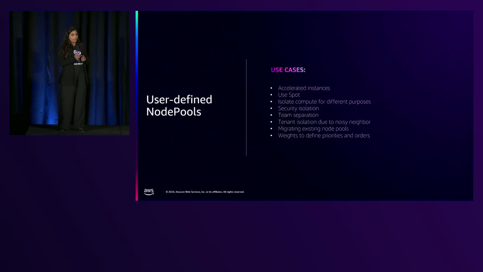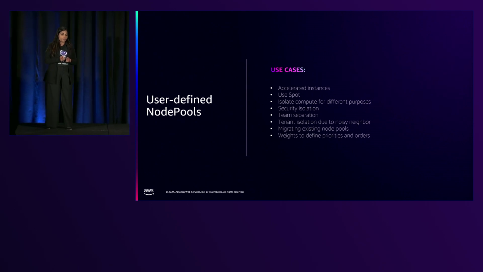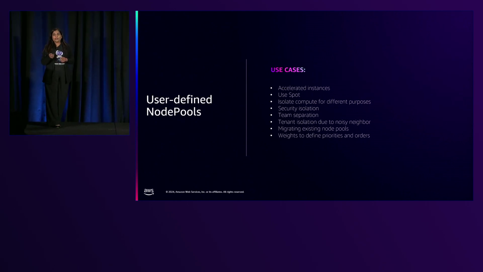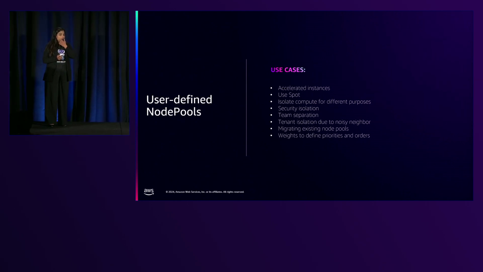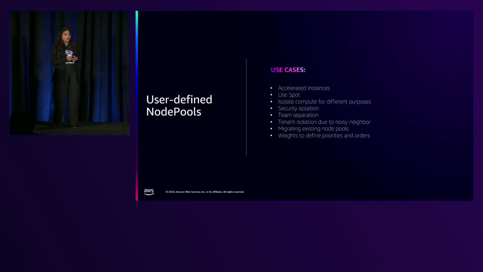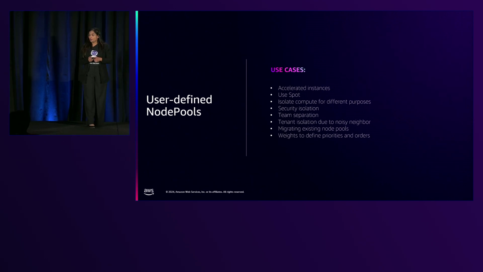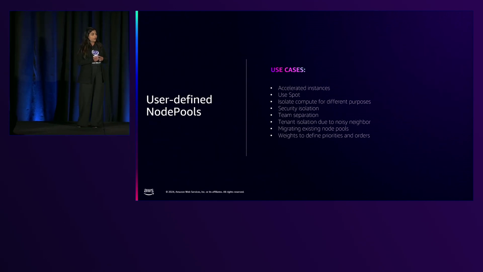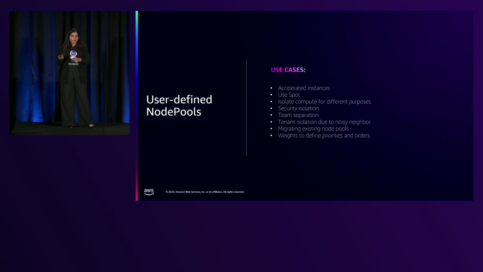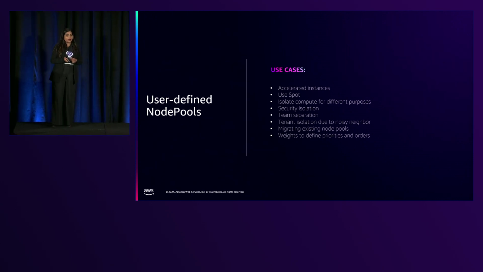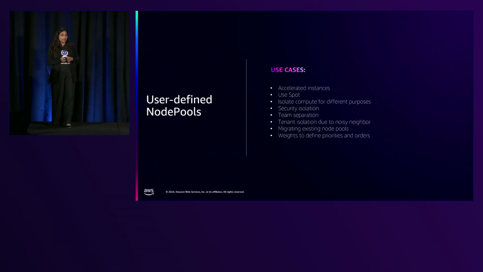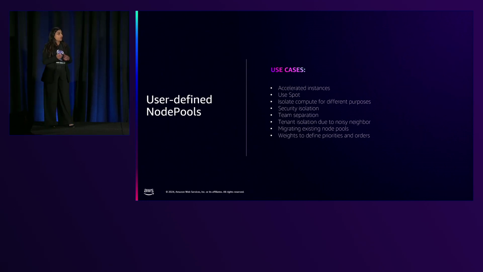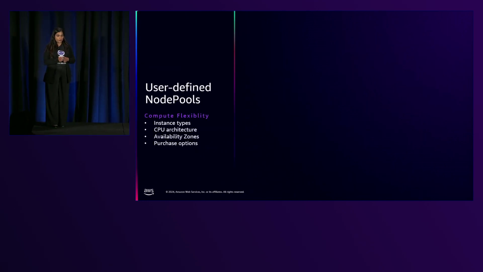So here are some typical use cases to define these user-defined node pools. Again, accelerated instances. Whether it is a GPU or a Neuron family, if you want to use them, you will be able to define those using user-defined node pools. And if you're a Spot lover, you can create your own node pool to use Spot instances as well. And if you want to isolate compute for different purposes, like team separation and tenant isolation due to noisy neighbors, these are some of the classic use cases when you want to create your user-defined node pools as well.